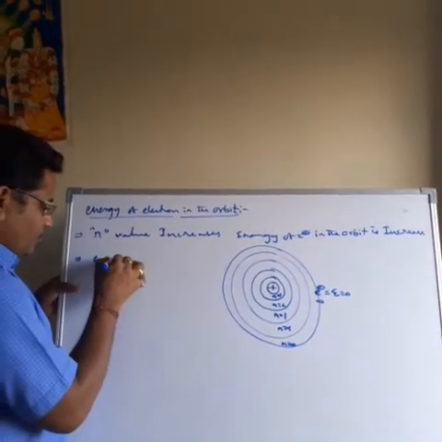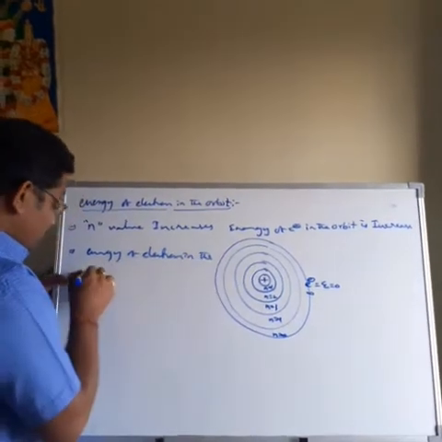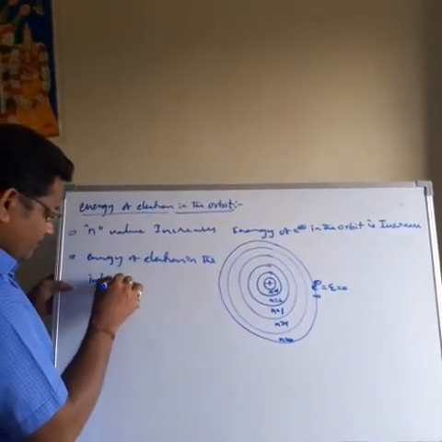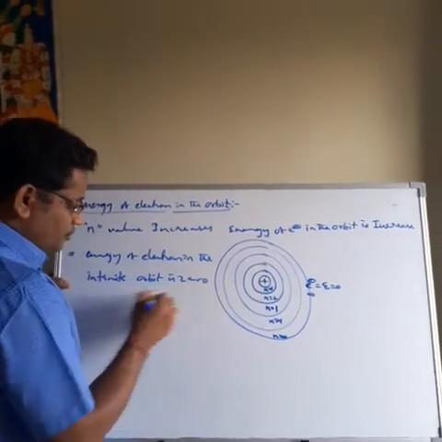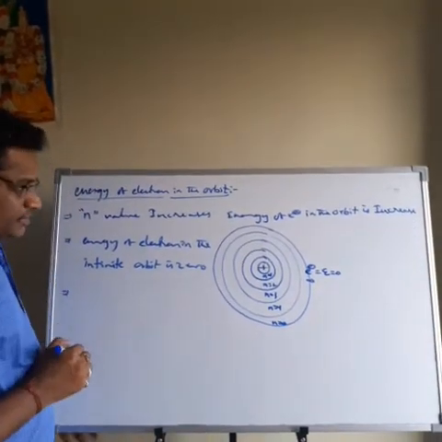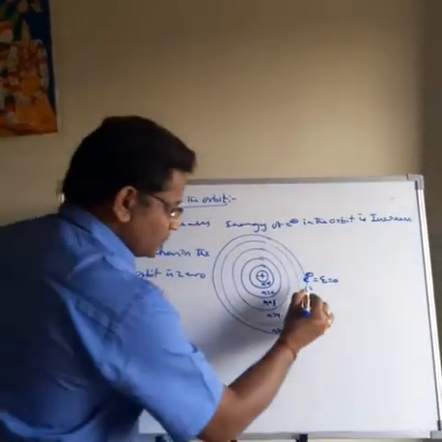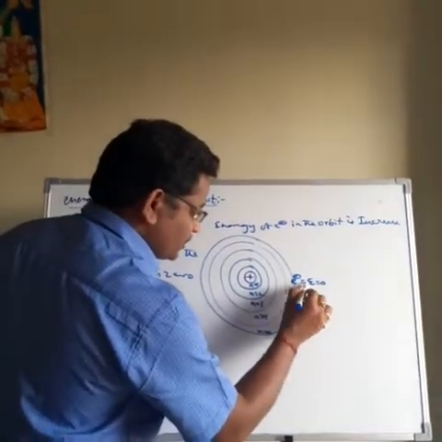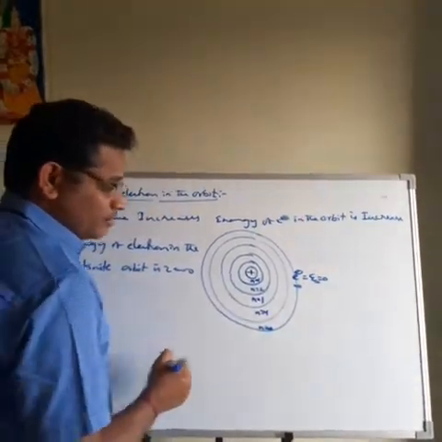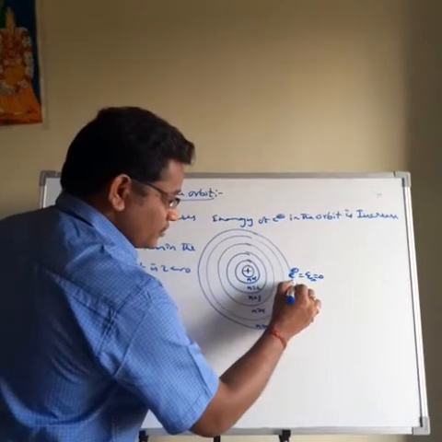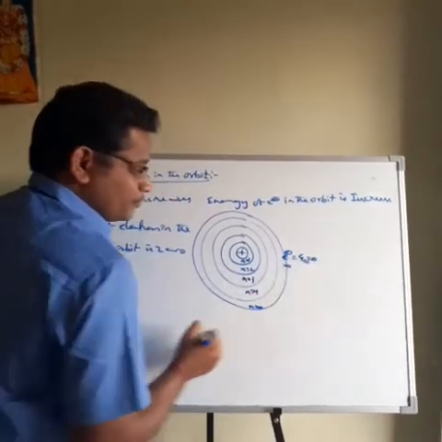The energy of electron in the infinity orbit is always 0. Then next one is, why is the energy of electron negative? See here, just now I told the energy of electron at infinity orbit is 0, no? So at infinity orbit the energy is 0. Means at infinity orbit the energy of electron is neutral, means 0.